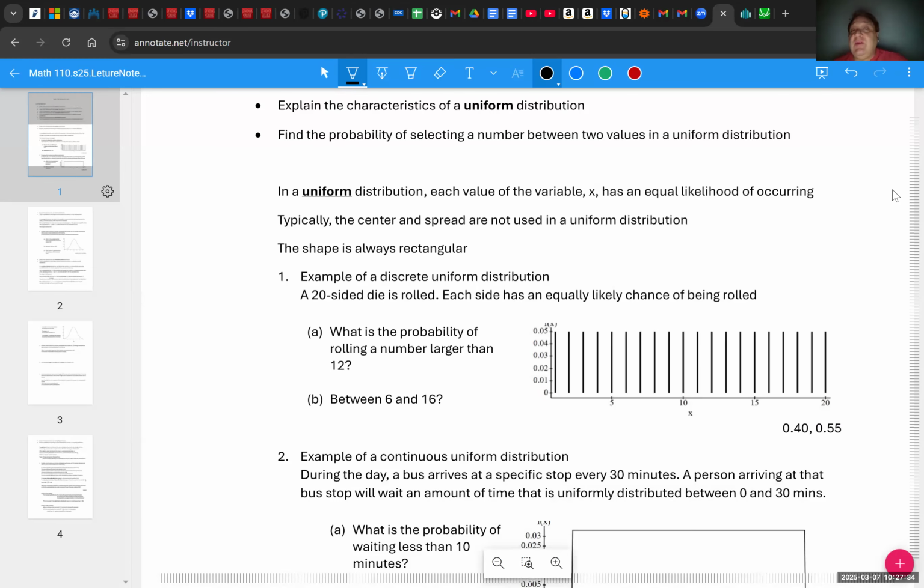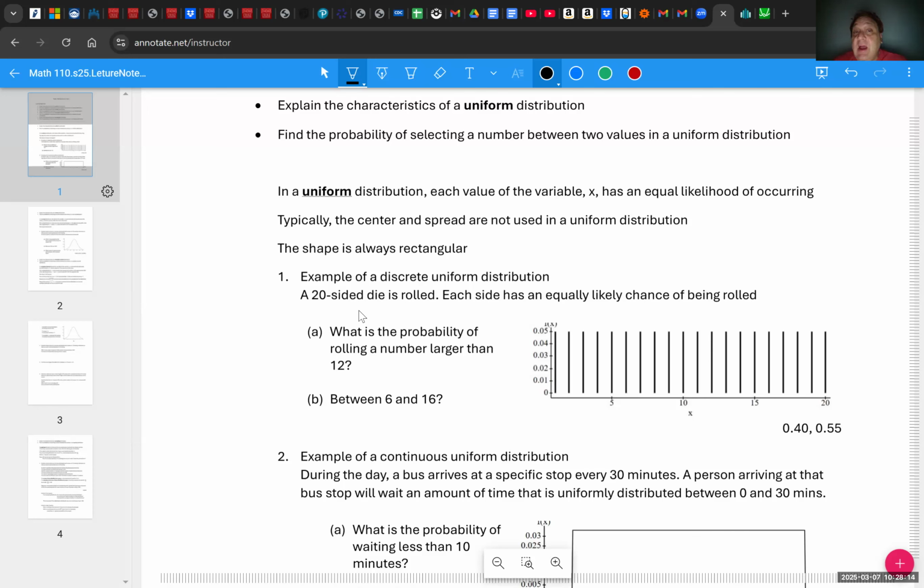First of all, a uniform distribution is defined to be where each value of the variable has an equal likelihood of occurring. Normally in every kind of distribution, the big 3 ideas are center, spread, and shape. When we talk about a distribution, we ask: what's the center? What's the spread? What's the shape? The uniform distribution is a little bit unique in that the center and spread, which we could measure, are not really used very often. So I'm not even going to bother giving formulas for them, because it's not what we do with uniform distributions. Uniform distributions are situations where everything is equally likely.